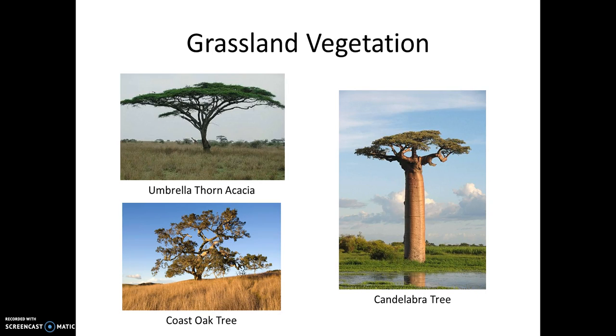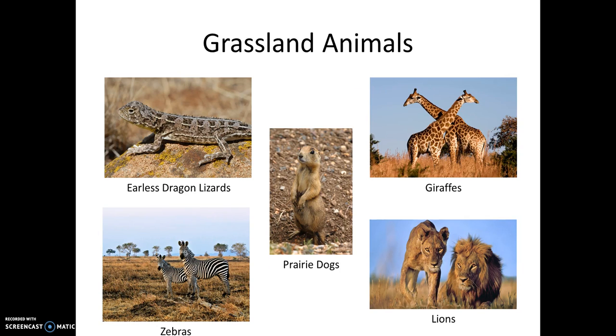So some vegetation include a bunch of trees, so the candelabra tree, the coast oak tree, and the umbrella thorn acacia. And these trees are fire resistant because during their dry season, the grasslands have many, many fires, and these trees need to be able to withstand those desolating fires.